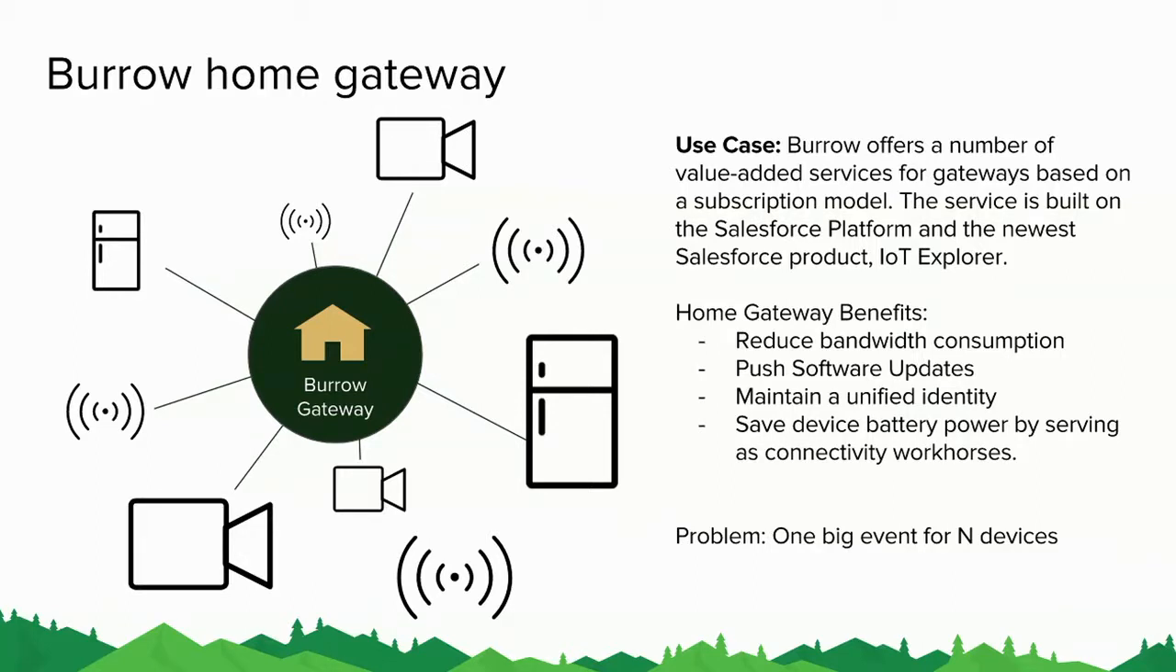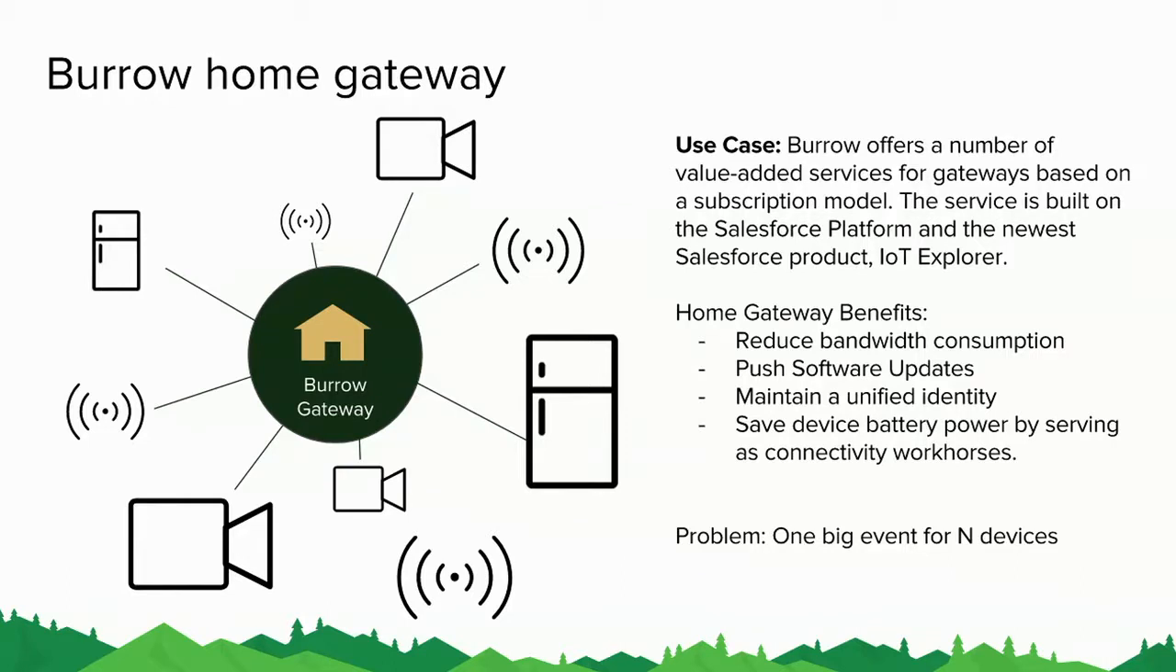Some of the benefits of having a home gateway is to reduce bandwidth consumption for those edge devices, right? The smaller devices with small Arduino boards don't have as much power as the gateway devices do. The home gateway can also offer software updates, maintain a unified identity, and save device power, like I said before.